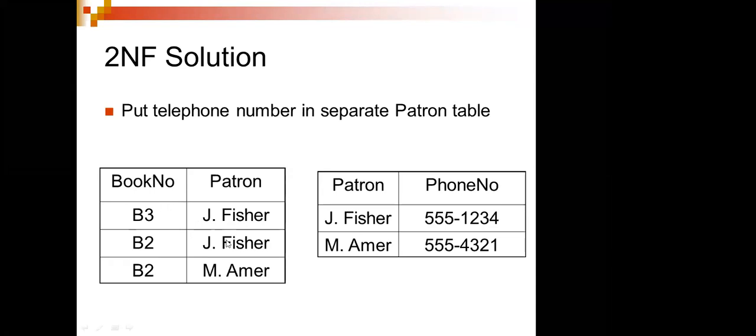Why does it become the child table? Because Fisher and Fisher are repeated, and Amer is also repeated. The same book has been taken by 2 people. As per the first normal form, B2 is there, B2 is there, B3 is there. So B2 is the person who has taken the 2 pattern books. So how can I ensure it is in first normal form? Because each and every domain has only a single value. So it is in first normal form.